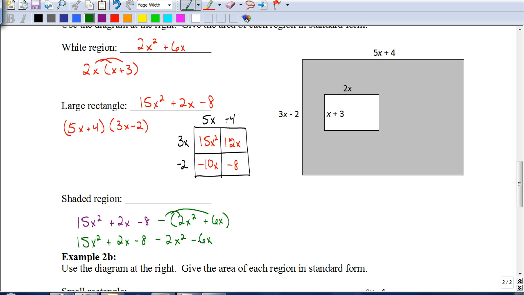The purpose is that I want to make sure that I subtract not just the 2x squared, but I also want to subtract the 6x. So it's going to become a minus 6x.